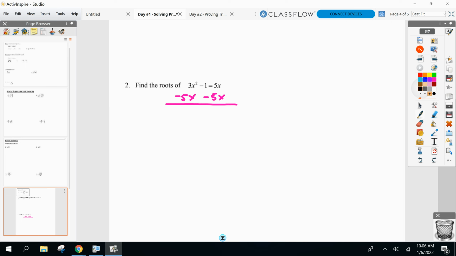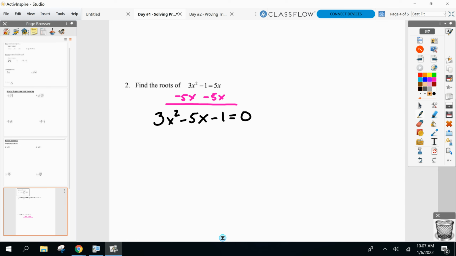Now, when you rewrite this, first of all, can I combine anything up here on the left with 5x? No. So when I rewrite it, you want to make sure it's in the correct order. The squareds, the x's, just the number. So I'm going to start out with 3x squared, but I'm not going to put minus 1 next. That should go at the end. I'm going to put that minus 5x in the middle, then minus 1 equals 0. Are we all good? Please write it in the correct order.